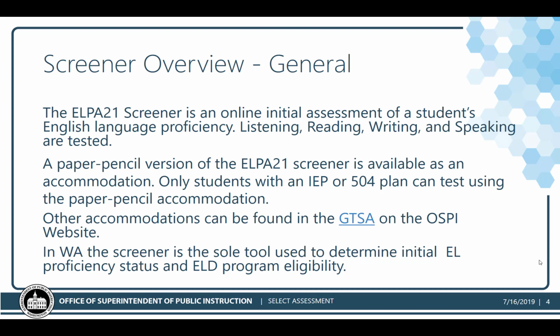A paper-pencil version of the ELPA21 Screener is available as an accommodation for students whose IEP or 504 plan require assessments to be administered without a computer. There is also a version of the screener for students who are blind or vision impaired. Both the paper-pencil and blind low-vision screeners will be housed at OSPI. You will need to notify OSPI when you need one of these screener versions. In Washington, the ELPA21 Screener is the only mechanism for determining eligibility for ELD services.